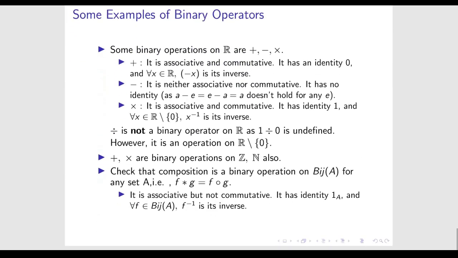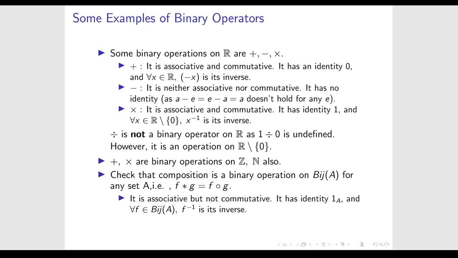Now these are some examples of binary operators. For example, plus, minus and multiplication are all binary operations in R. Plus is associative and commutative, it has an identity 0, and for all x in R, minus x is its inverse. Minus is neither associative nor commutative, and it has no identity either, because a minus e equal to e minus a equal to a doesn't hold for any e.